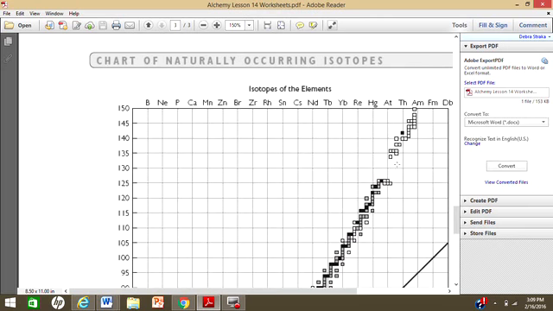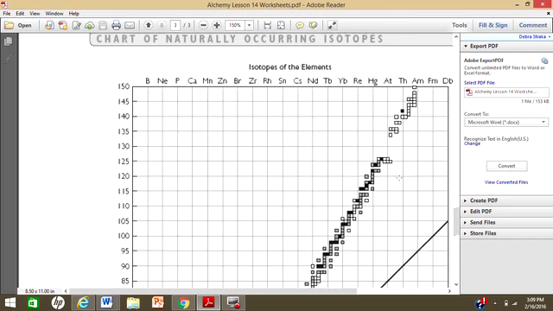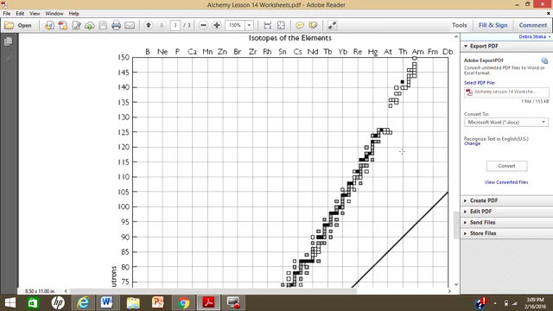But when you look at it closely again, you can see that this one's right below the 125 line. So it's 124 and 126. So it's going to be 126 neutrons to 85 protons and 124 neutrons to 85 protons. So that's what they're asking you to do. So just pick 5 and do that.